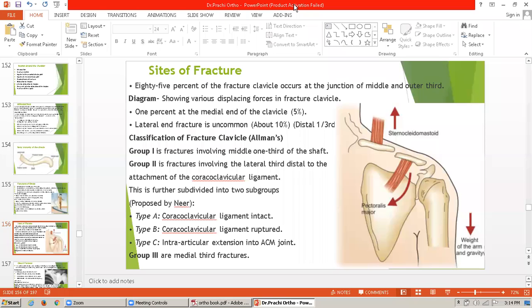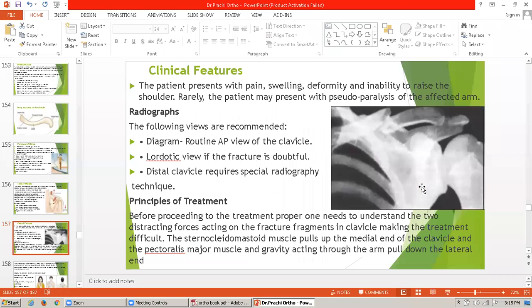So in this diagram, we can see the various displacing forces in the fracture of the clavicle. This is the sternomastoid muscle. This one is the pectoralis major, and this is the weight of the arm and gravity. So when there is a fracture of the clavicle, due to gravity it is displaced downward.